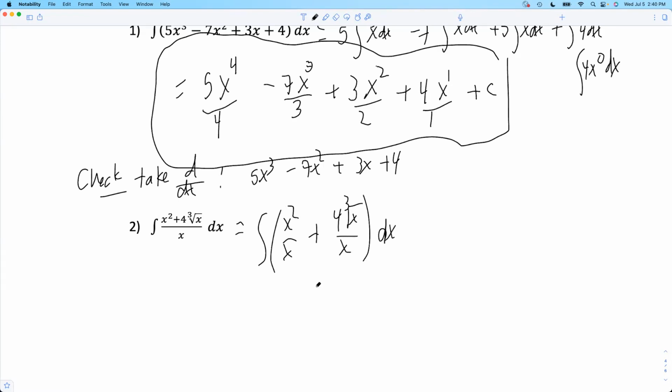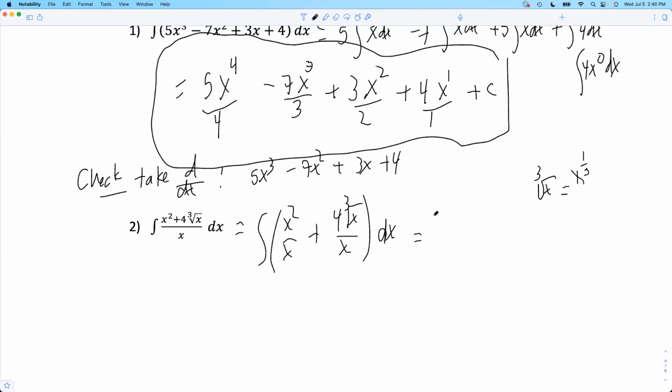I have not done any calculus yet. All I did was split up a fraction. You're always allowed to split up numerators. Can't split denominators, but you can split numerators. Now let's think about this for a minute. Cube root of x could be written as x to the 1/3 power.